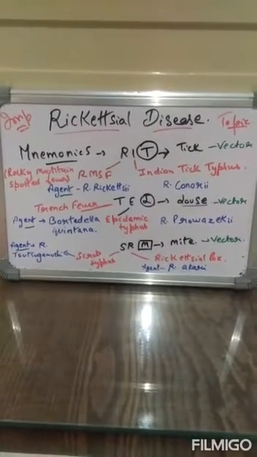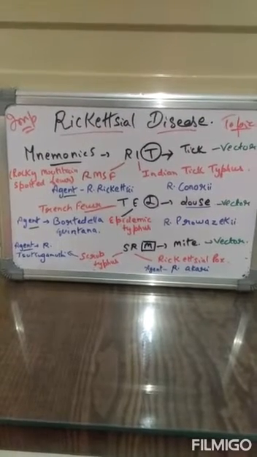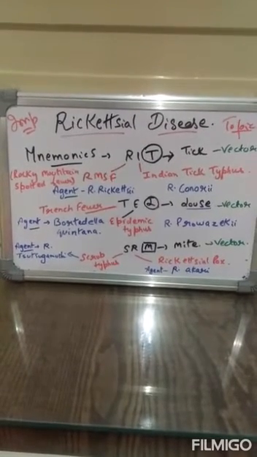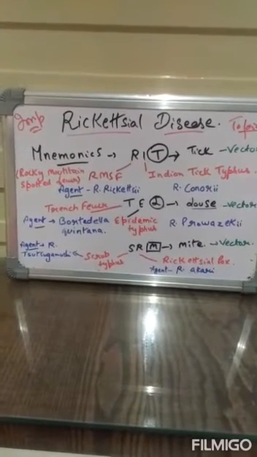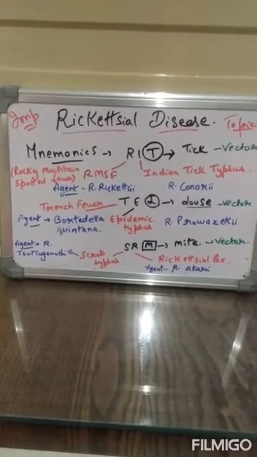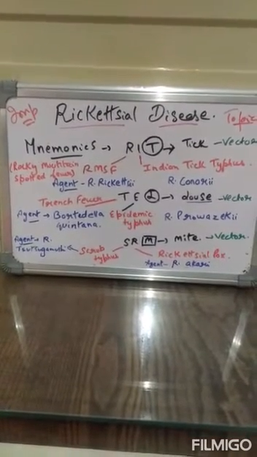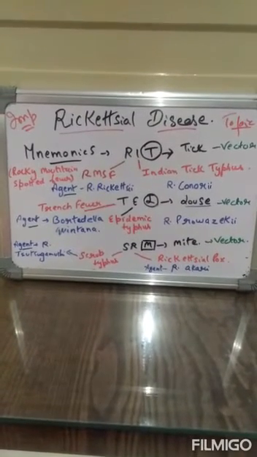Hi guys, today I am coming with a very important topic in microbiology, rickettsial disease. Mnemonic is RIT, where R stands for Rocky Mountain Spotted Fever. Agent is R. rickettsii. I is for Indian tick typhus. R. conorii is the agent. T is for tick, which is the vector.